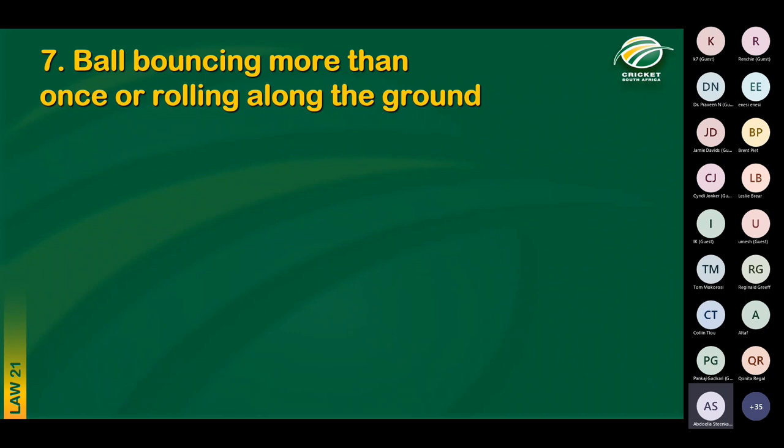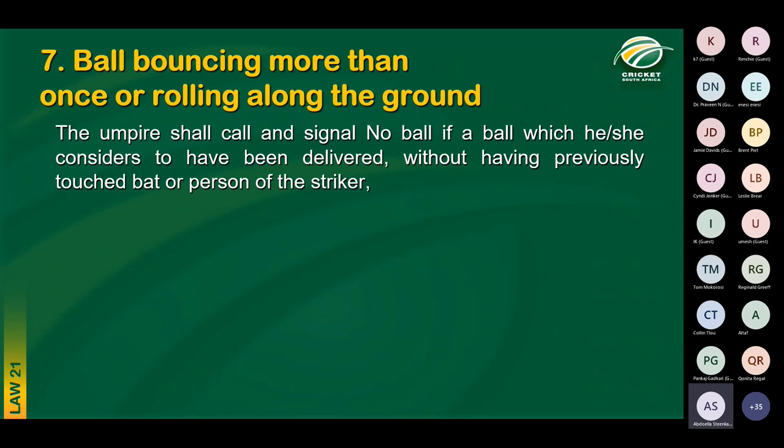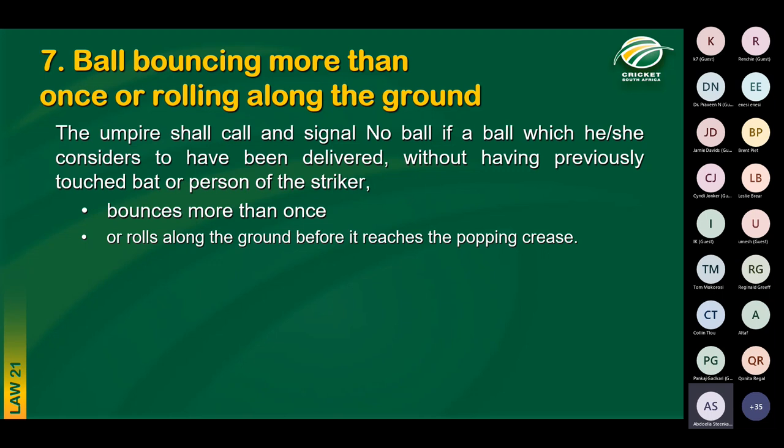Next section that I'm handling under the no ball is, what do you do if a ball bounces more than once or it rolls along the ground? So either umpire is to call and signal no ball if a ball that was delivered without previously being touched by the bat or the person of the striker, now bounces more than once, or it starts rolling along the ground before reaching the popping crease.